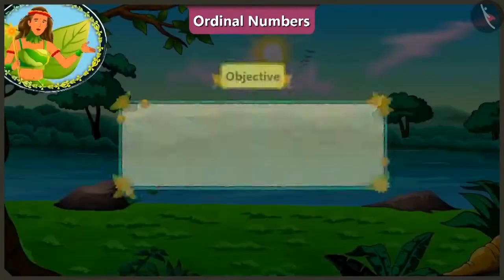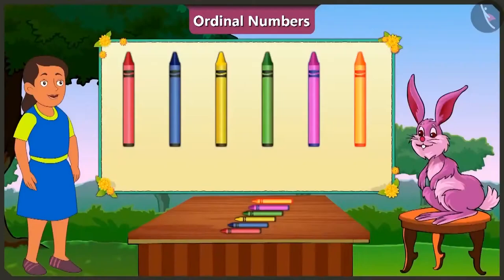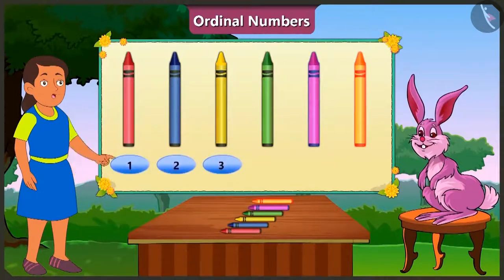Children, today we will look at examples based on ordinal numbers. Bubbly, can you tell me the position of the yellow crayon? Look, Bunny. 1, 2, 3. The yellow crayon is at the third place.